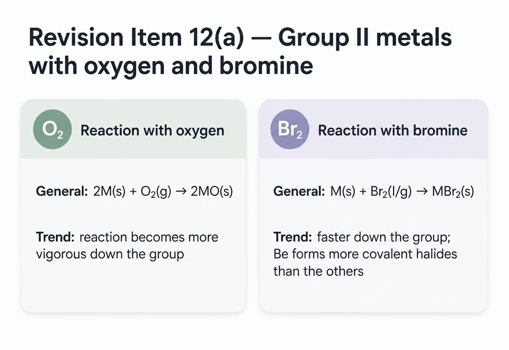With oxygen, group 2 metals generally form the monoxide: 2M plus O2 gives 2MO. The reaction becomes more vigorous down the group as the metals become more reactive. With bromine, the metals form bromides, MBr2, and again the reaction rate increases down the group. Beryllium remains a special case because its halides have much more covalent character due to the strong polarizing power of Be2+.